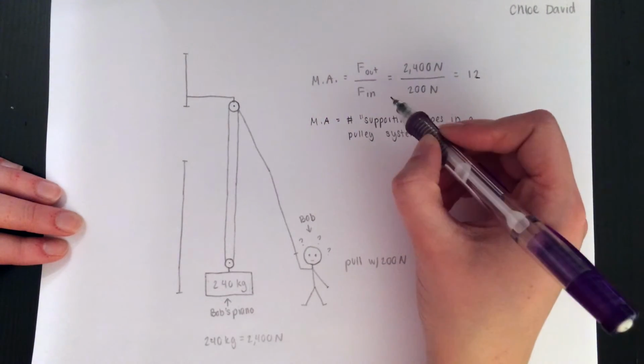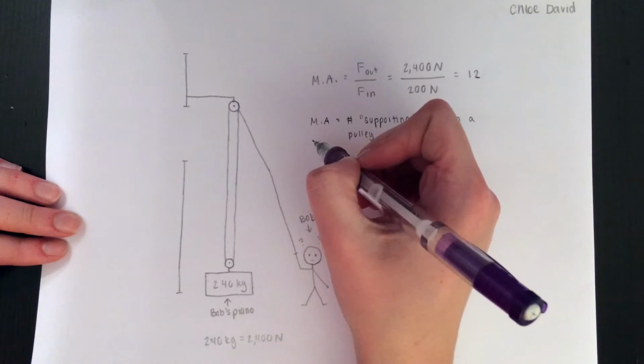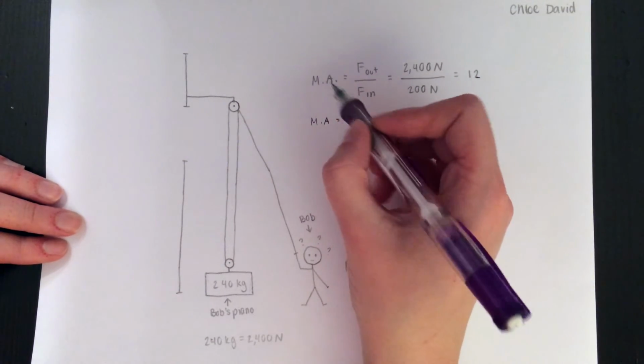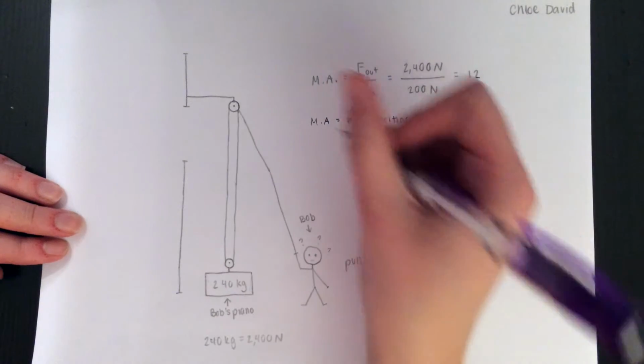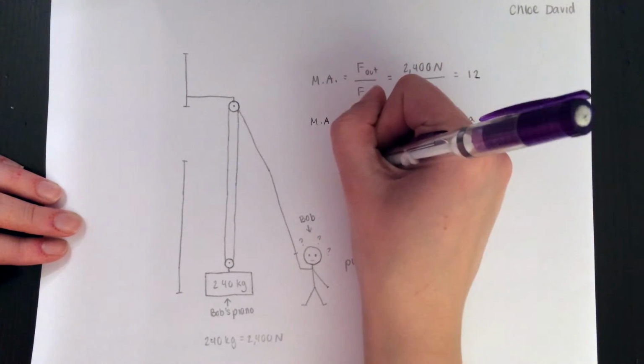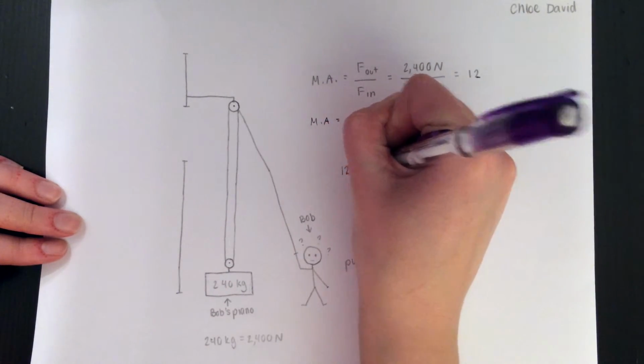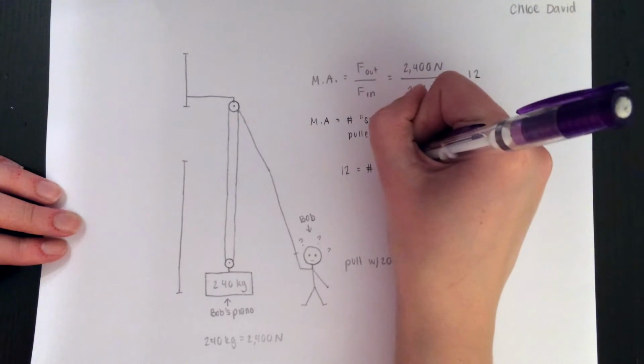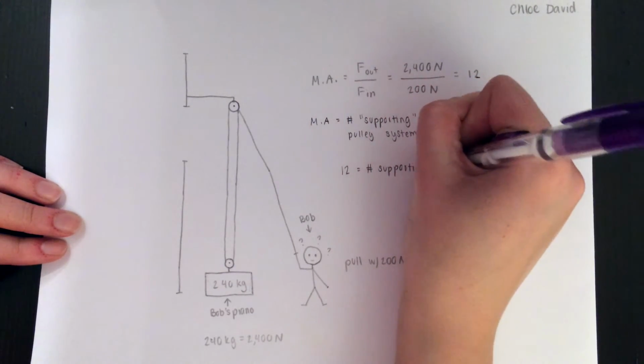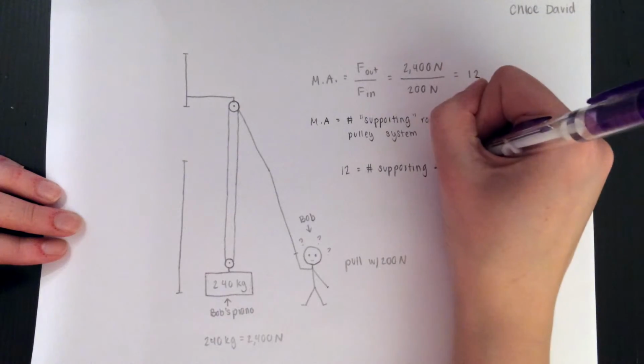Now that he has these two equations, he notices that he has mechanical advantage on one side of each of them. So he knows that he can set them equal. So he knows that 12 is equal to the number of supporting ropes in a pulley system.